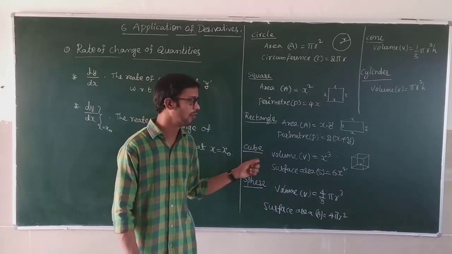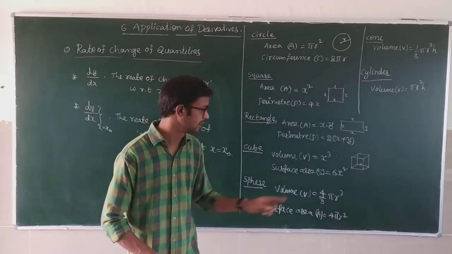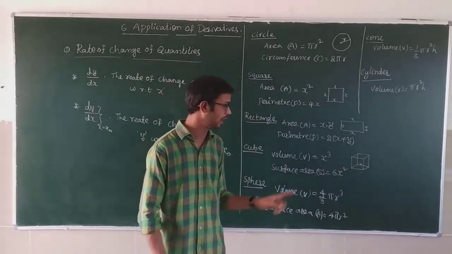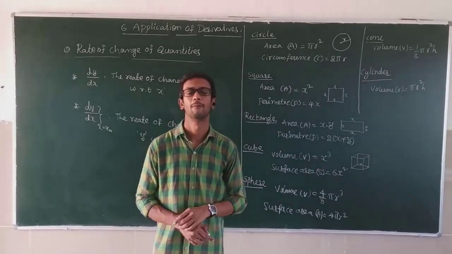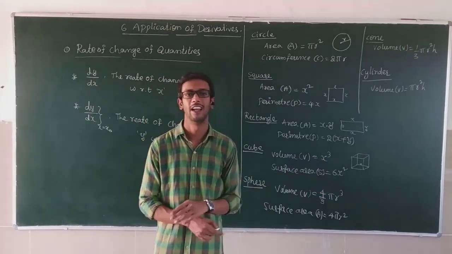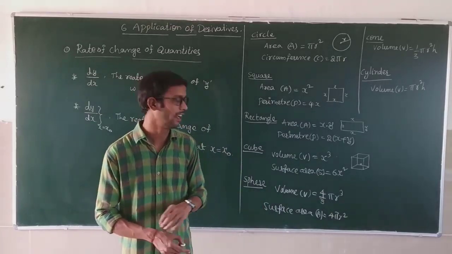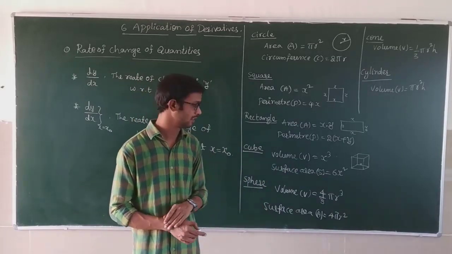Next, cube. Volume of the cube. Taking the side of the cube as x, the volume of the cube is x cube. Next, surface area S is equal to 6x square.